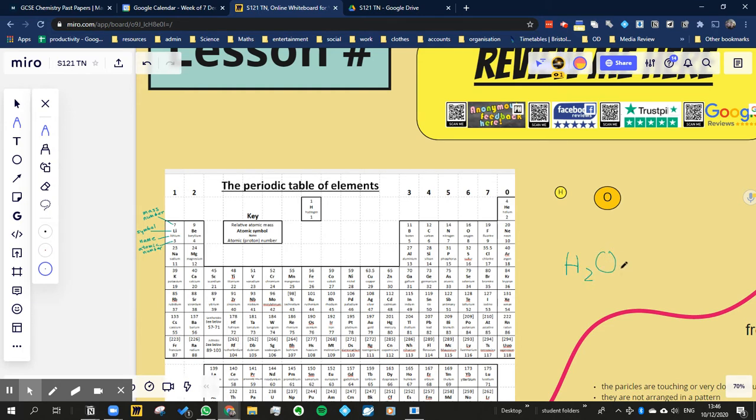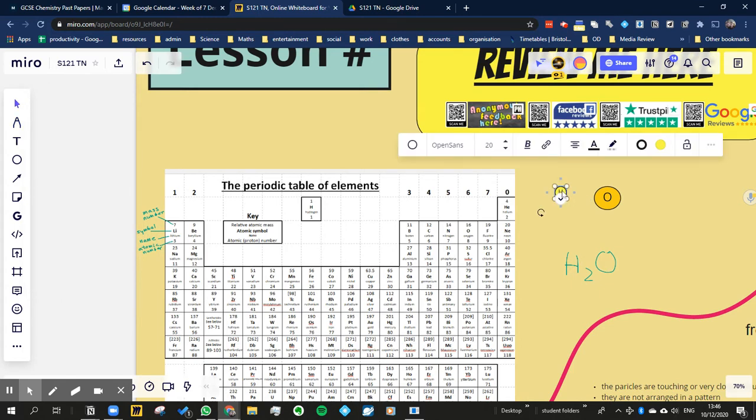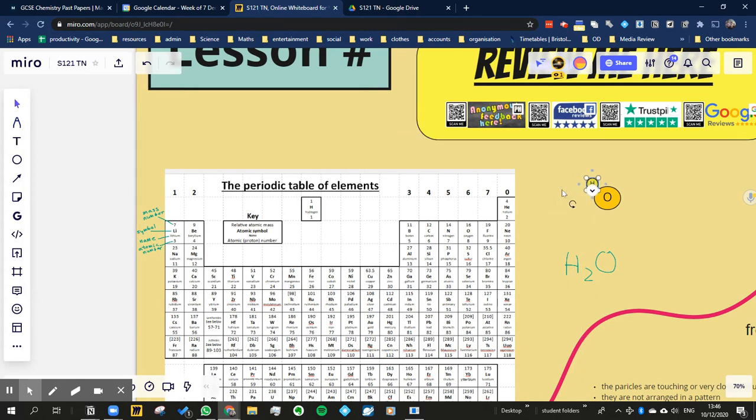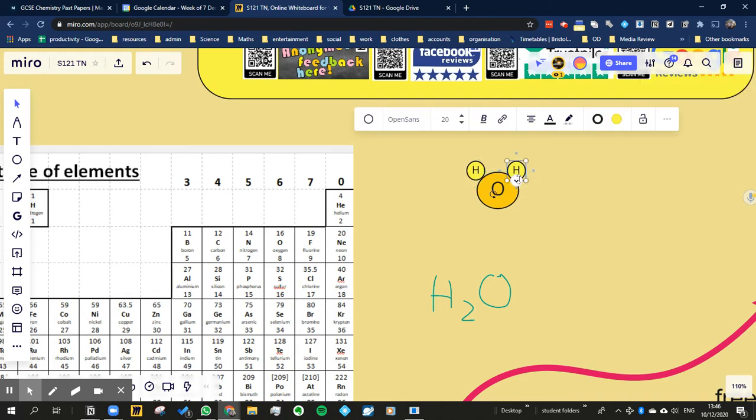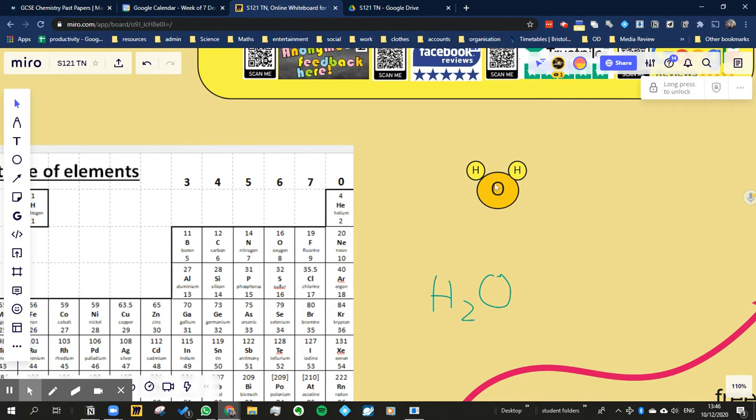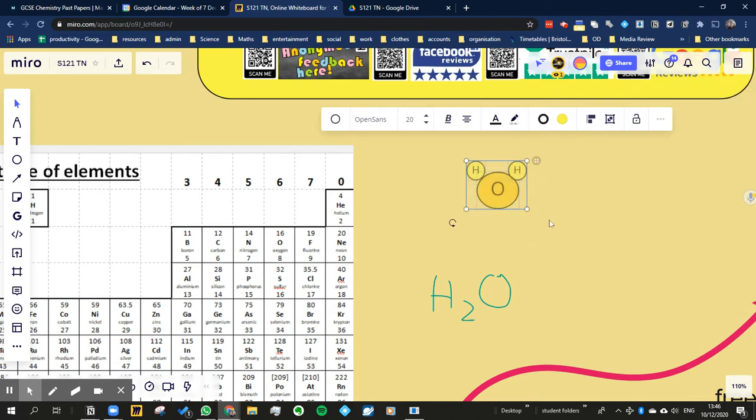H2O, you might have heard of. What it means is there are two hydrogen atoms and one oxygen atom, and they're arranged like this. So a water molecule looks like a Mickey Mouse head. So it's like this. So that is a water molecule. Now, you don't need to know the shape of the molecules, but that is a water molecule right there.